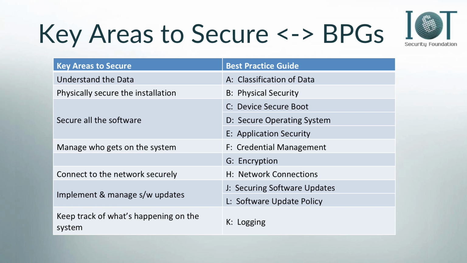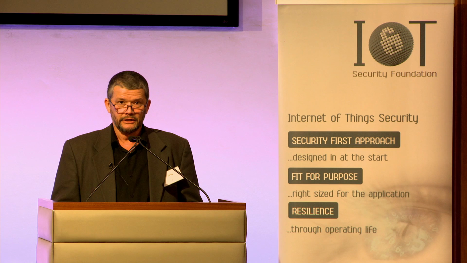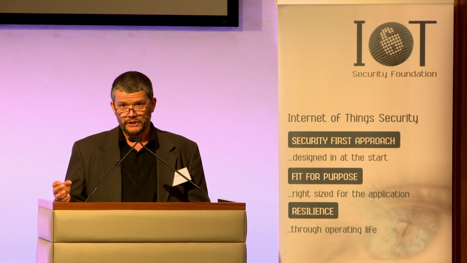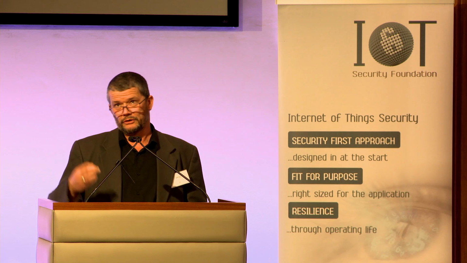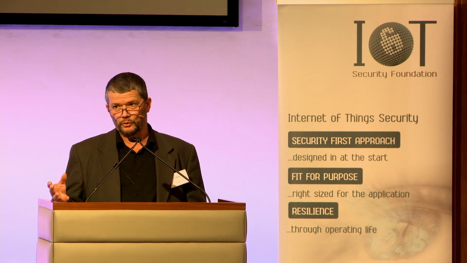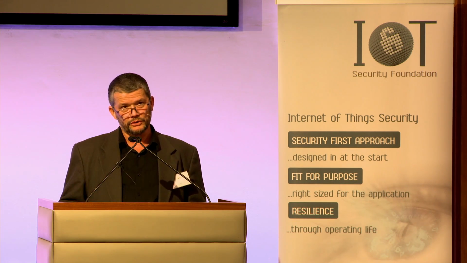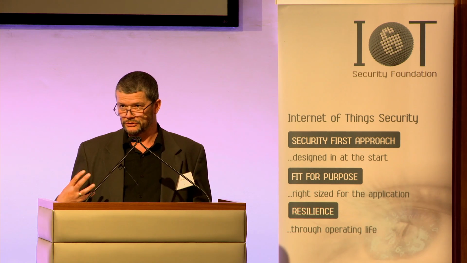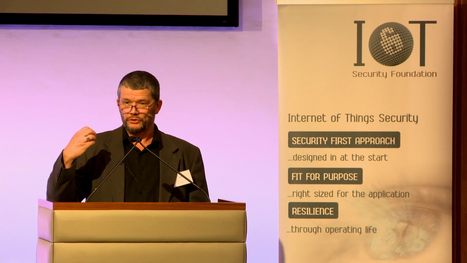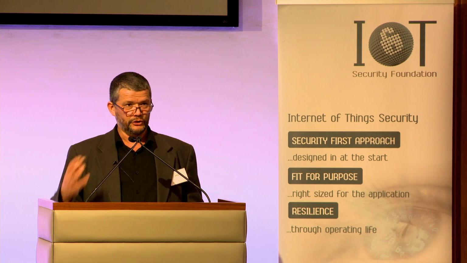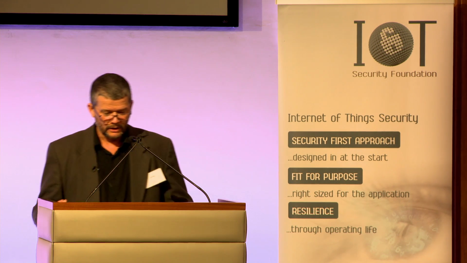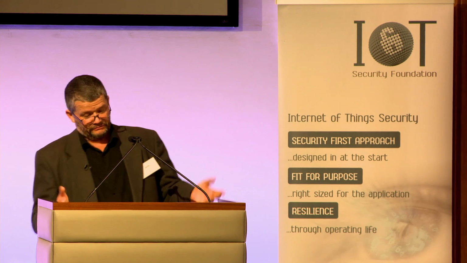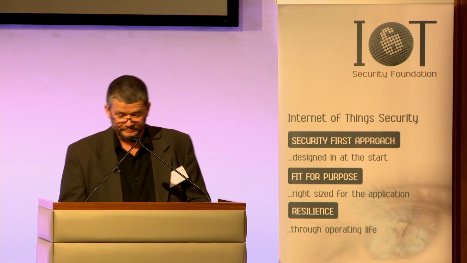So, going down the list, the first one, understanding the data. So we've got Guide A, classification of data. What this is about is giving you information on how to think about classifying your data in the scenario it's being used, making some decisions, labelling the data, and then applying mitigations that are appropriate to the particular classification of data that you have. Then for physically securing the installation, we have Guide B, which, as it says, is physical security.